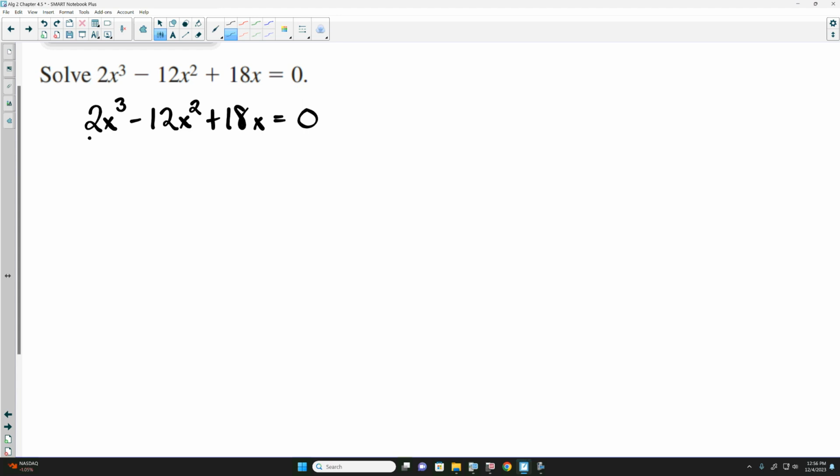But if we look at all three terms here, 2x cubed, 12x squared, and 18x, is there a common factor between these three? 2. Is there anything else?